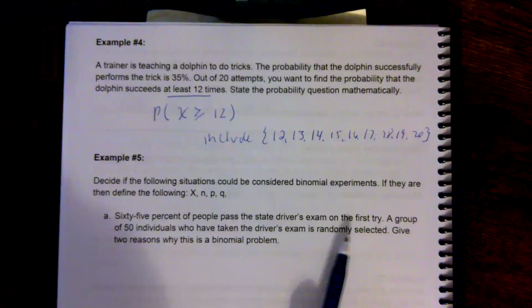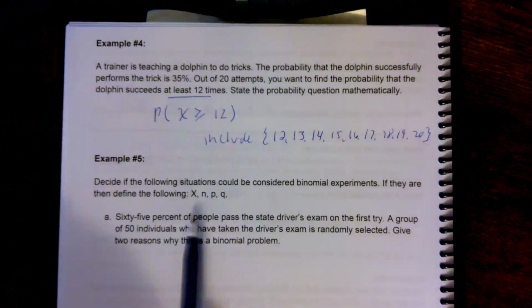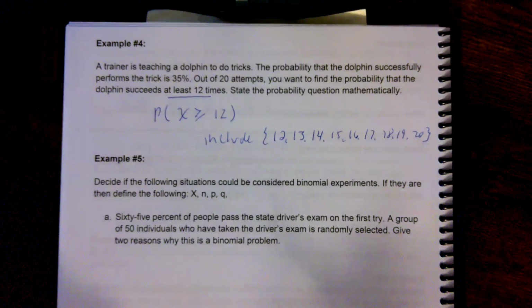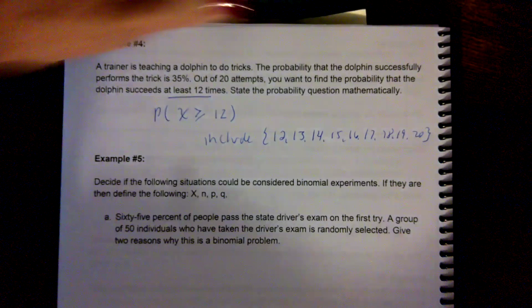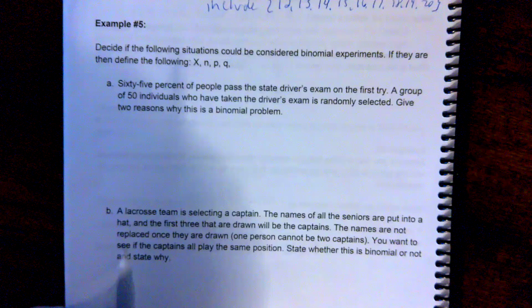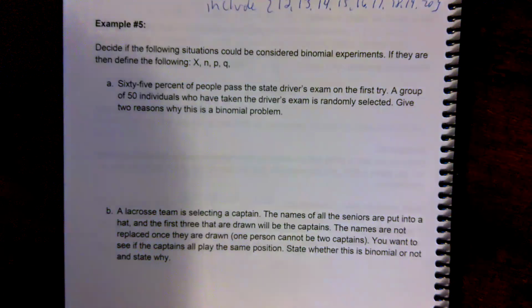Example 5 says, decide if the following situations could be considered binomial experiments. If they are, then define the following: X, N, P, and Q. So A says 65% of people pass the state driver's exam on the first try. A group of 50 individuals who have taken the driver's exam is randomly selected. Give 2 reasons why this is a binomial problem.